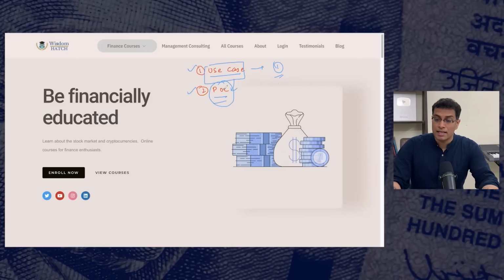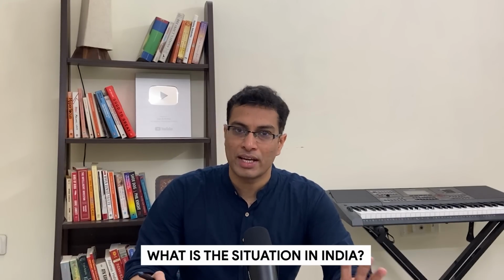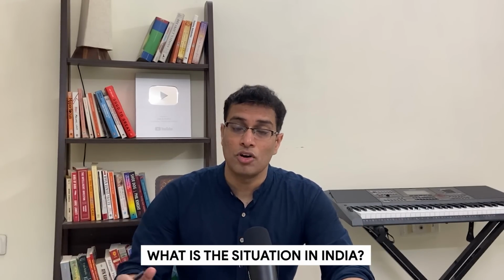For any new technology to be viable, both these things need to play out. One, it needs to have extensive use case or applicability. And second, the proof of concepts need to be generated quickly and efficiently. So what is the situation like in India? Let us do a very quick analysis there. And what are the key levers or drivers in terms of generating growth in the drone industry?